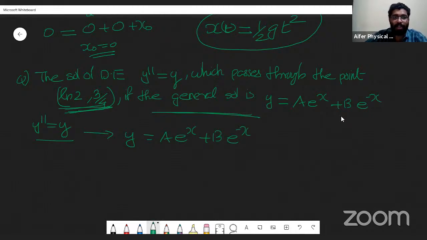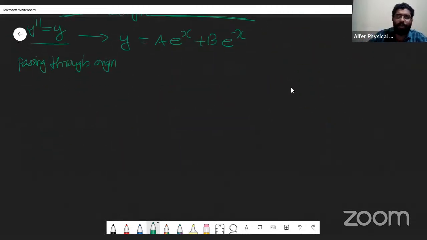Oh, I'm sorry. One more condition is given, which passes through the origin. The question is: the solution of the differential equation y double prime equal to y, which passes through the origin, if the general solution is this. So it passes through origin. What does it mean? How can we formulate a condition? Origin means 0, 0, which means at x equal to 0 your y should be 0. This is a condition.